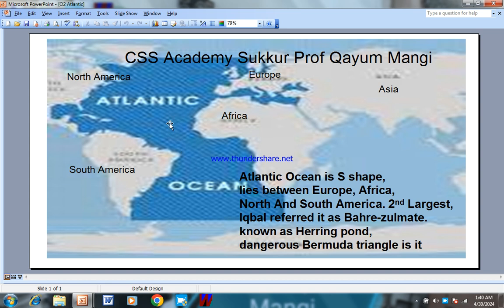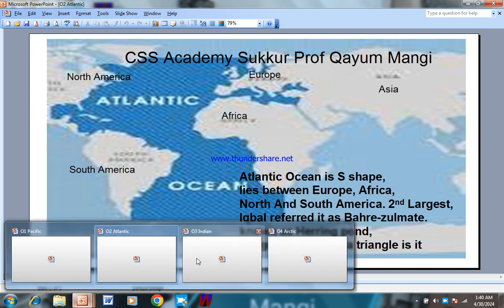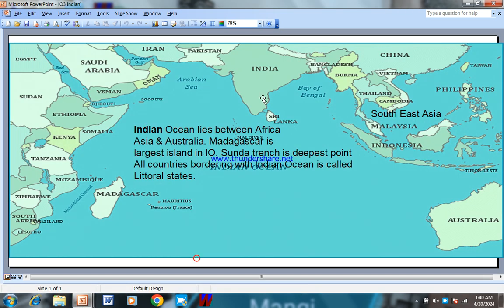It is also known as the herring pond. A dangerous point is the Bermuda Triangle. This is Asia, this is the Indian Ocean. Let us move to the Indian Ocean. This is the third largest ocean of the world, and it is known as the Indian Ocean.